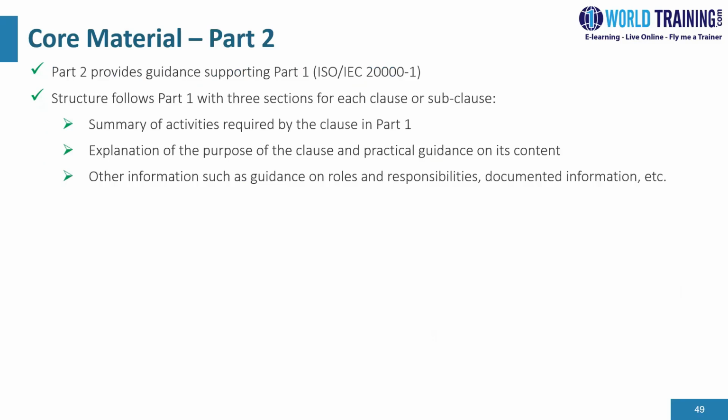Now, the beauty of part 2 is that it maps one-to-one with part 1. If you're reading clause 6.1 in part 1, you can open clause 6.1 in part 2 to get specific advice on that topic. For every requirement, it gives you a summary of what is required, practical guidance on the content, and how-to information on roles and documented information you might need. It kind of bridges the gap between the dry legal text of the standard and the real world.